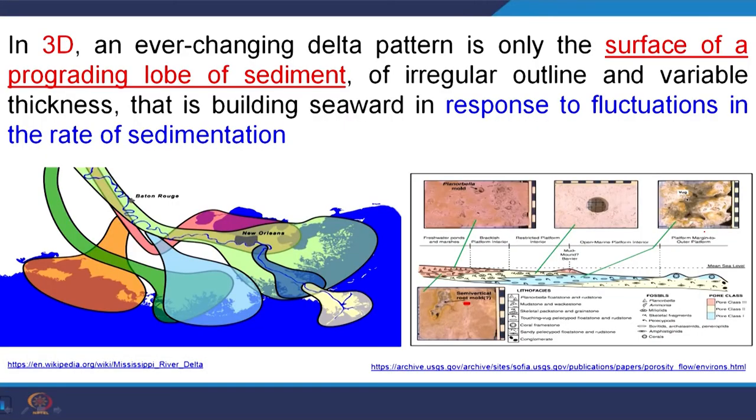So, in 3D, an ever changing delta pattern is only the surface of a prograding lobe of sediment of irregular outline and variable thickness that is building seaward in response to fluctuation in the rate of sedimentation. The rate of sedimentation depends on how effectively a delta is growing, and that also depends upon the fluctuation of the sea level. If the sea level is rising, the sediment transported by the river will be deposited at the river mouth and will not be transported to the shelf edge. So the delta building will stop or retard.